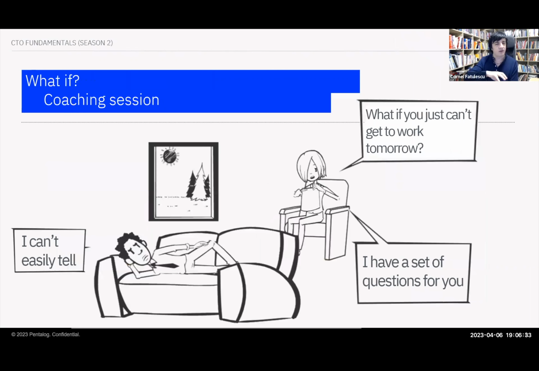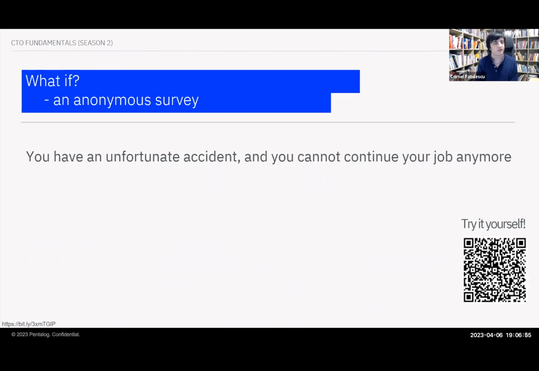Bob is with his coach. The coach asks, what happens if you don't come tomorrow at work? And Bob says, I can't easily tell. And the coach proposes a workshop, a small set of questions for Bob to answer. It has a situation, an assumption.